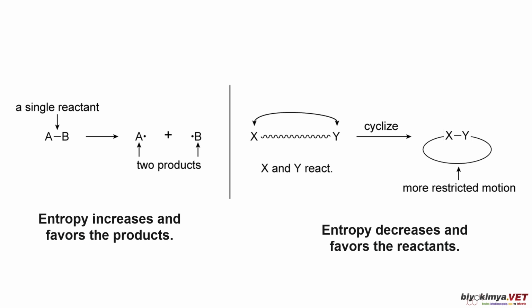In the illustration, the entropy increases and favors the products. Here, a single reactant forms two radicals. But if X and Y react to form a ring structure, a cyclic structure, which means more restricted motion, entropy decreases and favors the reactants. And with this slide, we finish the thermodynamics.